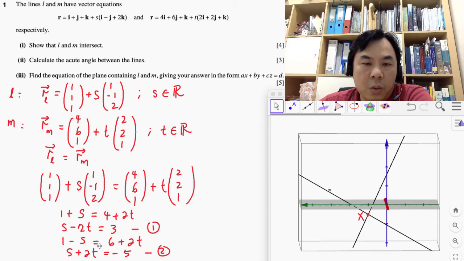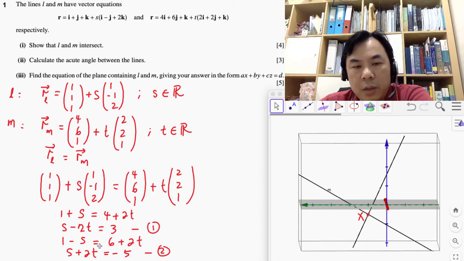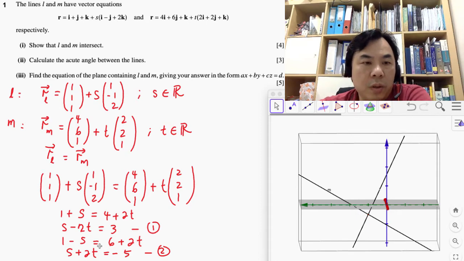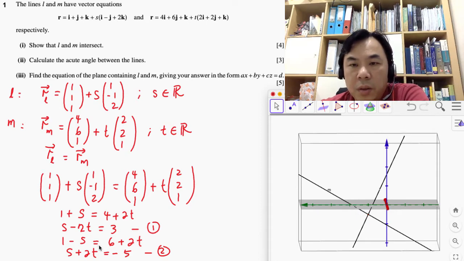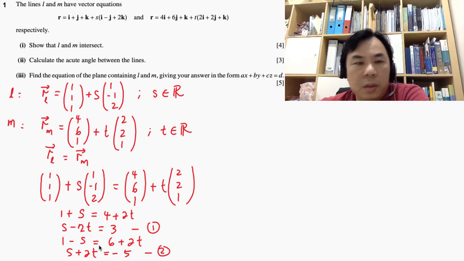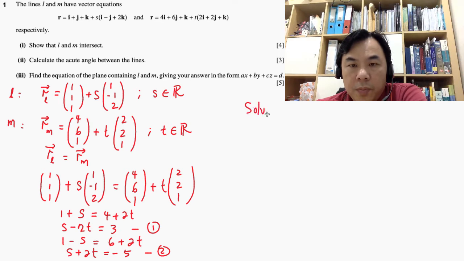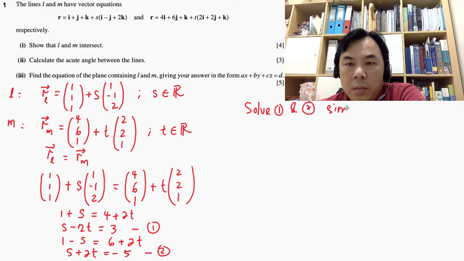And then it's quite easy to see that we can actually solve equation number 1 and number 2 to obtain the values for s and t quite easily. There are many ways to solve this simultaneously. Before that, I'm going to close this window first and show you how to solve 1 and 2 simultaneously.